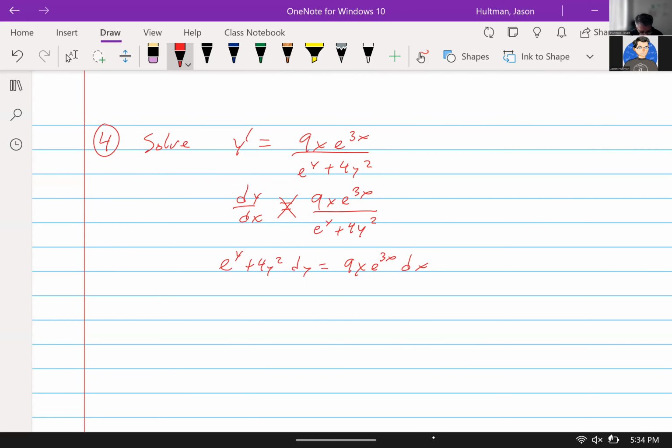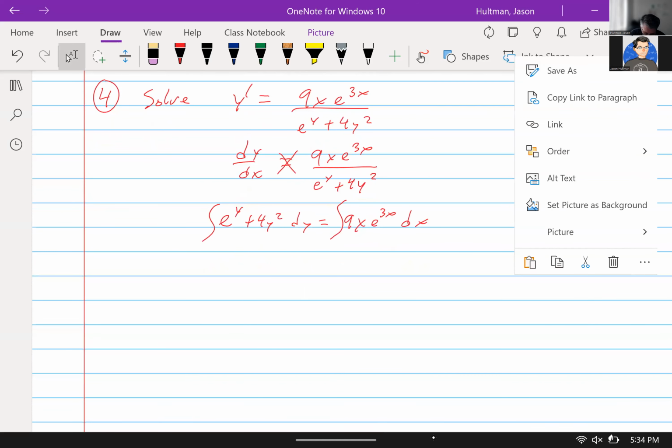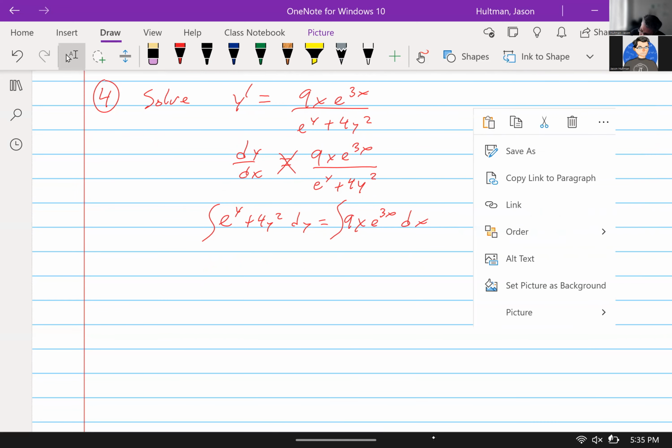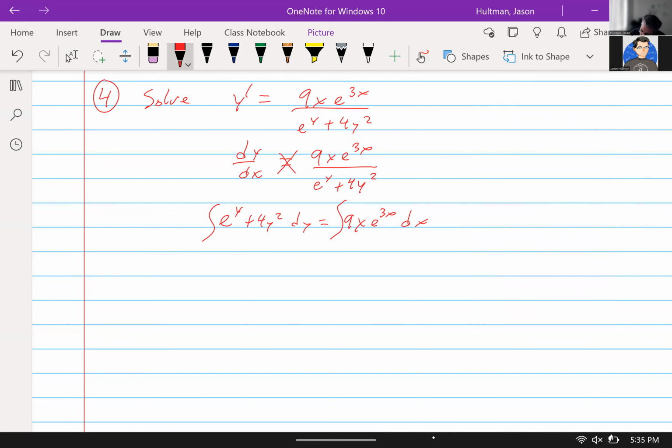Okay. So let's integrate both sides. This is fairly straightforward on the left side. Okay, so the integral of e to the y is just e to the y. The integral of 4y squared is just 4/3 y cubed. Okay, we'll leave our plus c for the other side.